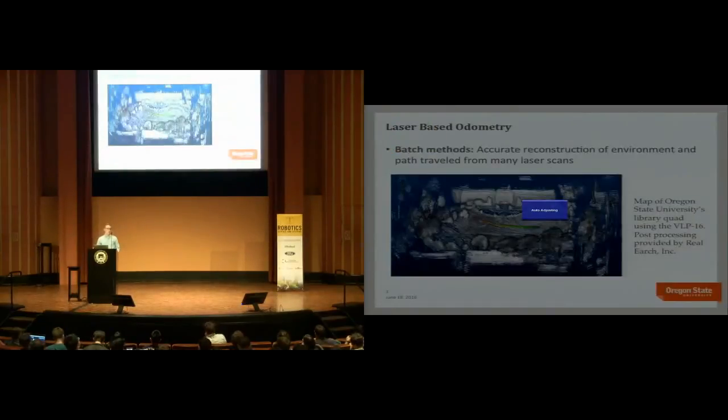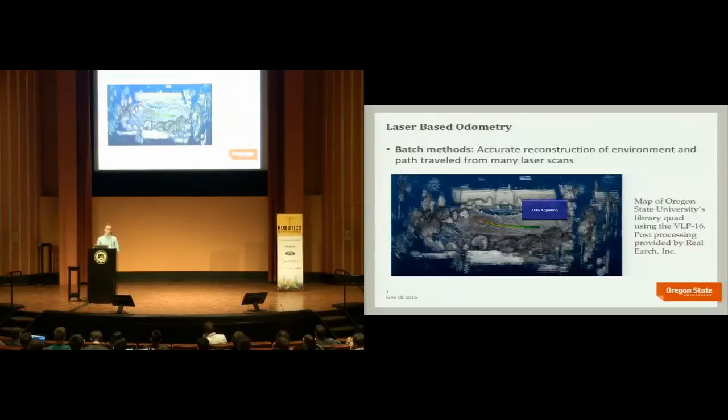Current state-of-the-art batch processing methods are very accurately able to reconstruct the environment and the path traveled by a laser. Here you can see a map that was reconstructed from the Oregon State Library Quad using a Velodyne sensor. It's a very accurate, high-fidelity model with a very accurate ground truth path for the sensor. However, doing this on the fly, using only sequential scans on potentially fieldable systems, is a much harder problem.